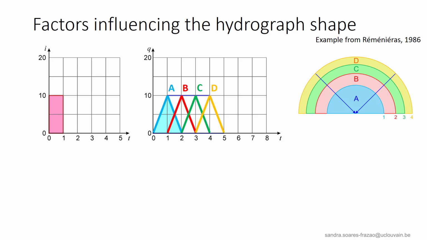When we add all the contributions from the 4 subcatchments, we find the final trapezoidal shape of the hydrograph. We can observe that the duration of the hydrograph is Tr, 1 hour, plus Tc, 4 hours, and this duration is called Tb, the base time of the hydrograph.